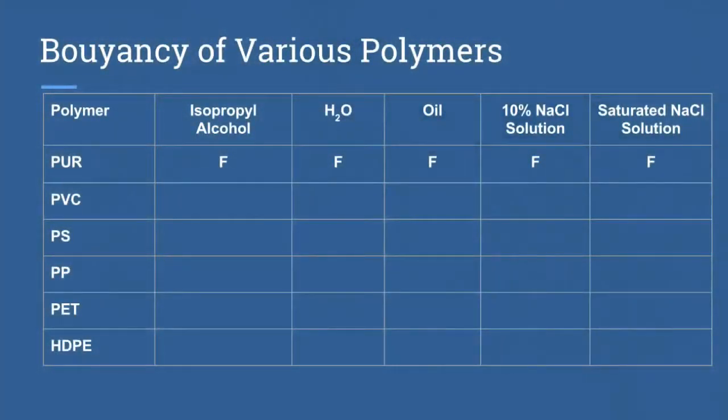As a good scientist, I'm recording my data. In the column on the left, you can see the different polymers I'm testing. In the top row, you can see the different liquids I'm testing them in. I record an F if the polymer floats, and an S if the polymer sinks.